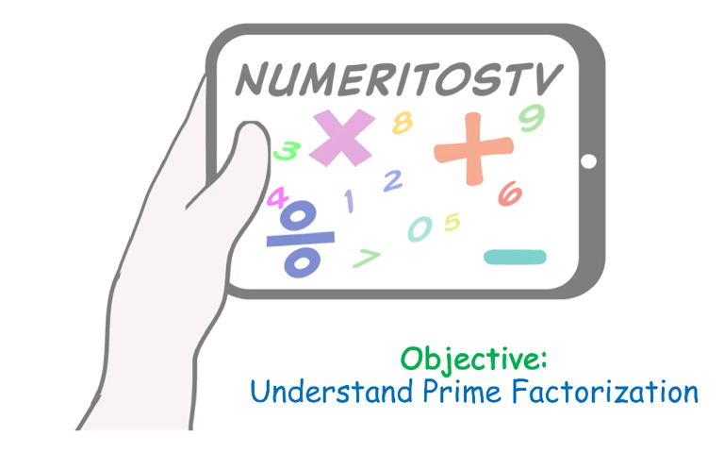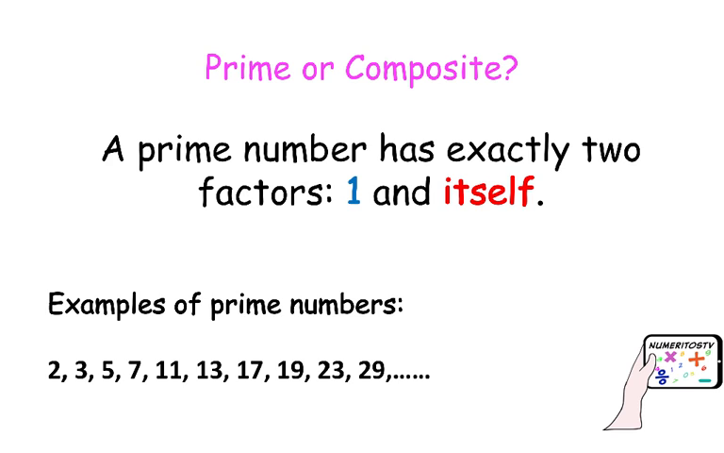The objective today is to understand prime factorization. But what is a prime or what is a composite number? A prime number has exactly two factors, one and itself. A few examples of prime numbers are 2, 3, 5, 7, 11, 13, 17, 19, 23, 29, and many more.